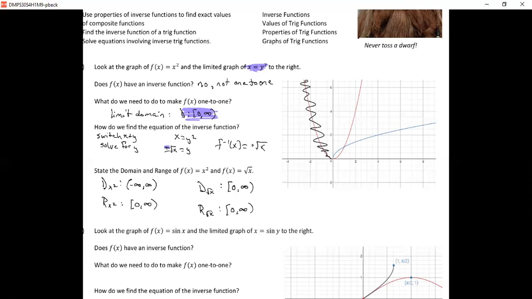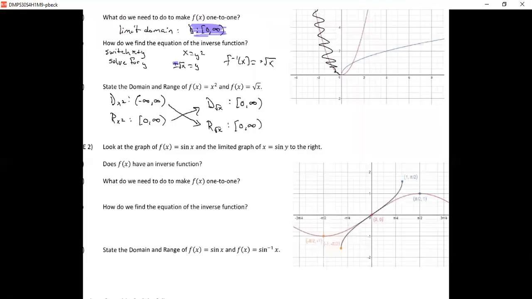Now, these two functions are not really inverses of each other, but they are related to each other. The range does become the domain, but the domain does not become the range, just because we had to limit the domain for us to be able to have an inverse function.